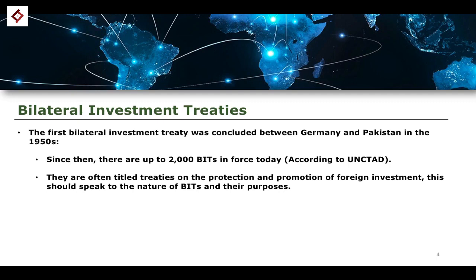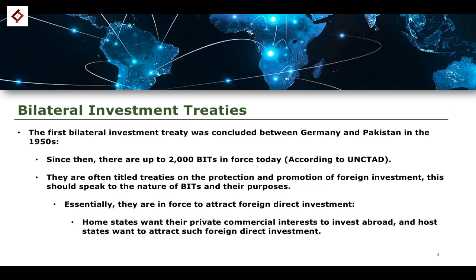You would come to the conclusion that their aims are to protect foreign investment and to promote greater foreign investment in the future, which is argued by a number of different authors as being the primary goal, the grand bargain, if you will, of a bilateral investment treaty. So essentially, we are looking at a bilateral investment treaty as a method to attract foreign direct investment.